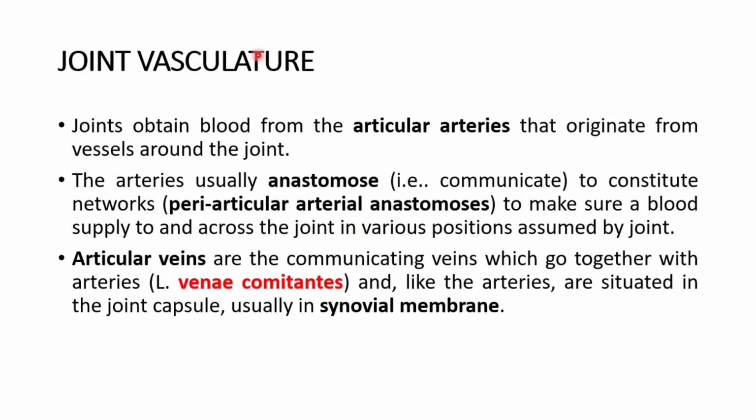So the joint vasculature, joints obtain blood from the articular arteries that originate from vessels around the joints. The arteries usually anastomose, that is communicate, to constitute network, peri-articular arterial anastomosis, to make sure a blood supply to and across the joint in various positions assumed by joint. For example, around the knee joint is the genicular anastomosis. Articular veins are the communicating veins which go together with arteries. That is the venae comitantes, and unlike the arteries are situated in the joint capsule, usually in synovial membrane.